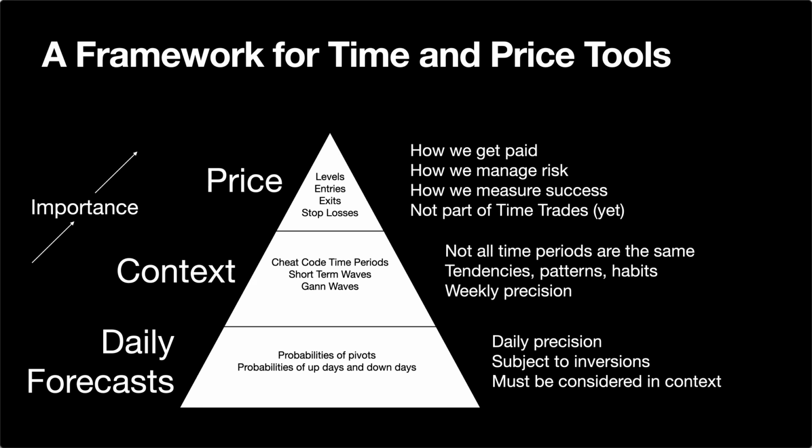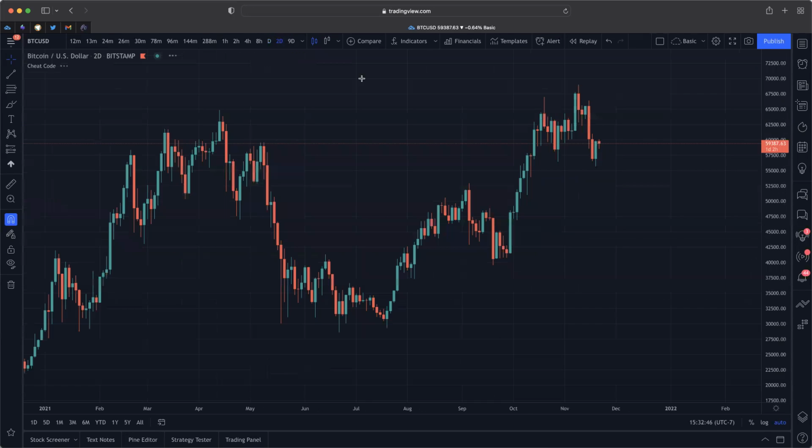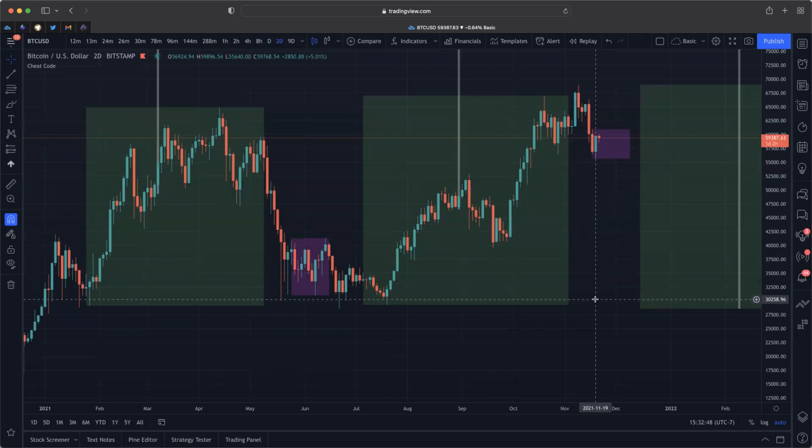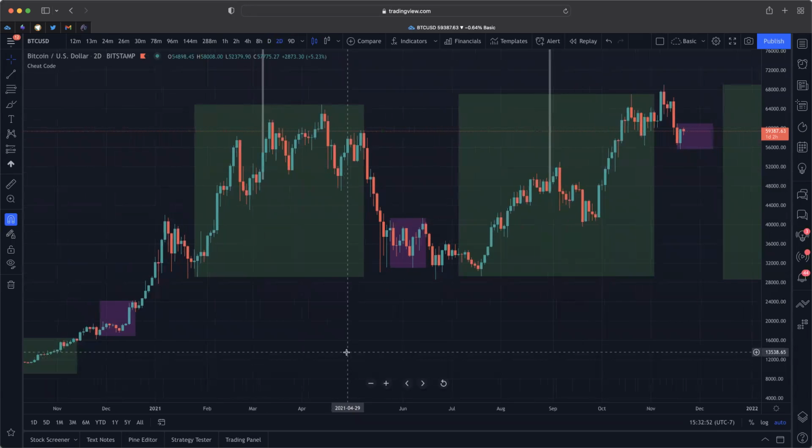So let's take a look at that. We're going to switch over to Bitcoin now. So this is Bitcoin. I'm going to put it on a 2-day bar. And we can see the habits of Bitcoin here.